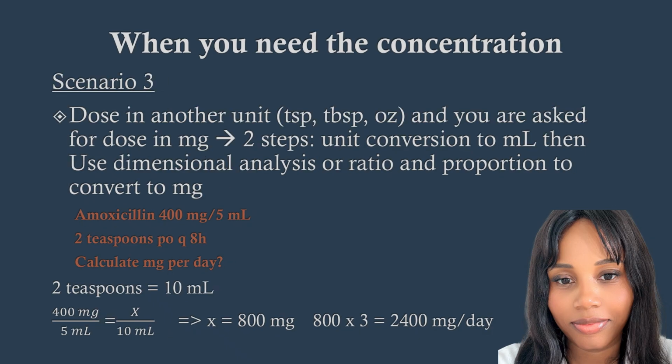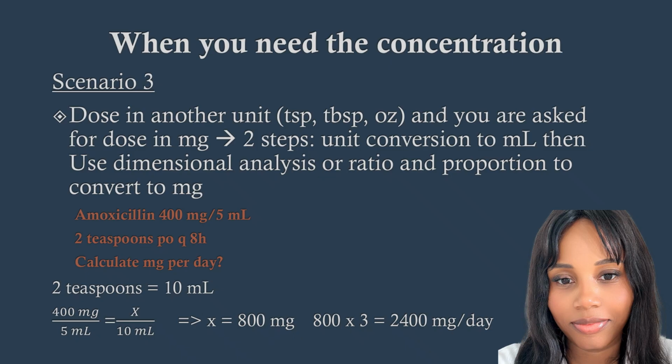And this is the last scenario where you would need the concentration. So if the dose is given in a different unit of measurement, like teaspoon, tablespoon, ounces, and then you're asked to calculate for the dose in milligram. In this case, you'll need 2 steps. The first step is a unit conversion to milliliters, and then you can use dimensional analysis or ratio and proportion to convert that ml to milligram. So let's look at the example.